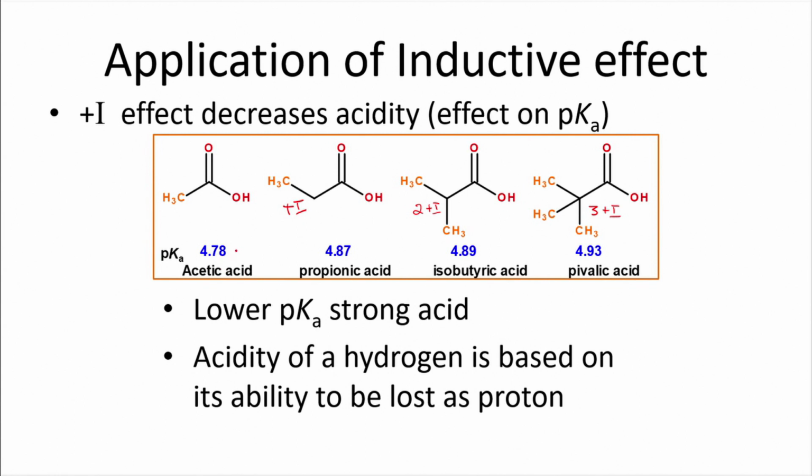If you look at the acidity, acetic acid is more acidic. See here, the lower pKa means stronger acid. So, here it is having 4.78, which is a low number. That means this is more acidic compared to pivalic acid, which is less acidic, because its pKa is 4.93. So, why does this difference happen? Actually, in this particular case, we want to generate an O minus and an H plus ion.